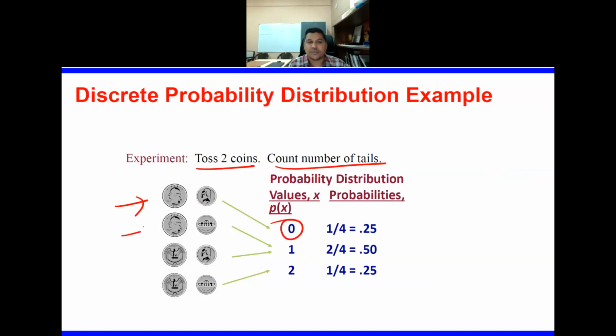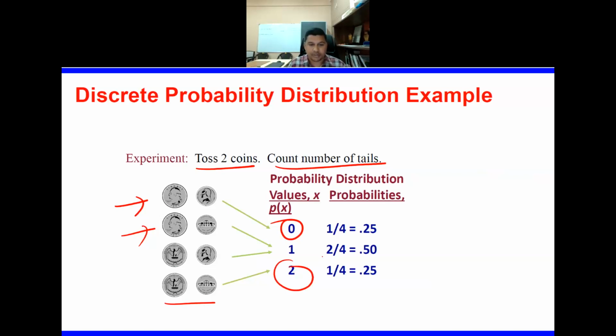When I'm tossing it for a second time, one head, one tail. So the number of tails is one. When I'm doing it for the third time, I'm having one head and one tail. So I get the value as 1. And in the last case, I'm having both tails. So the number of times I get tail is 2.